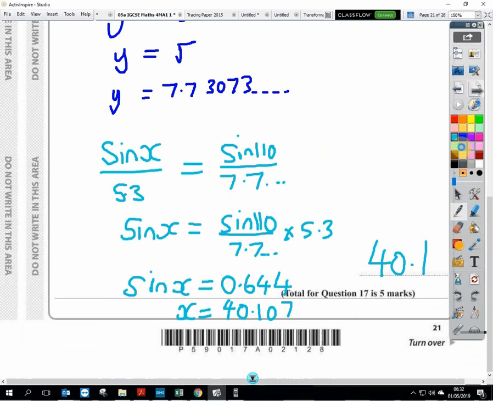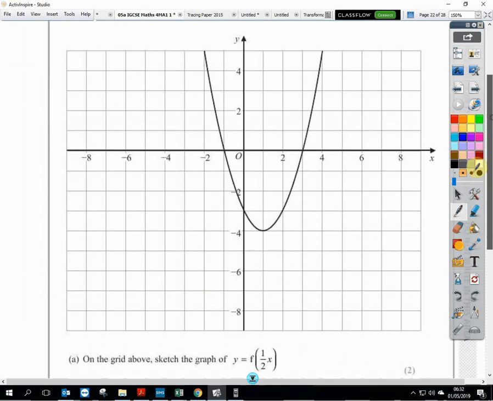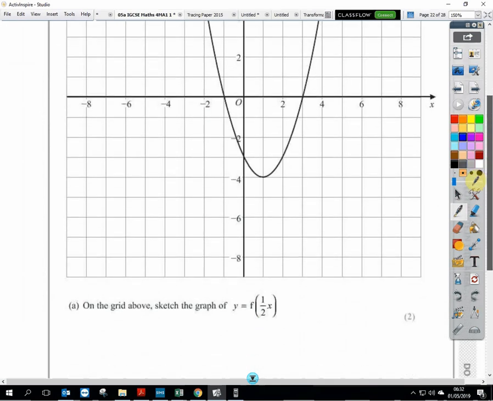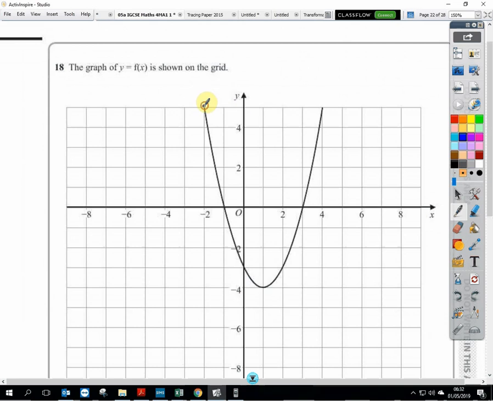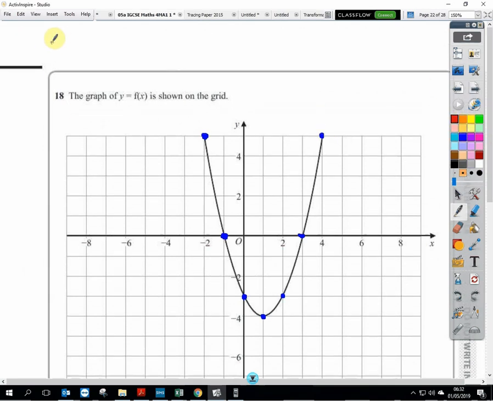Okay, next question. On the grid above, sketch the graph of a half y equals f of a half x. So I'm just going to put some dots, really nice points on this parabola, which are on corners of squares, and I'm going to adjust these dots accordingly. So what does f of half x mean? F of a half x. Well, let's take a look.